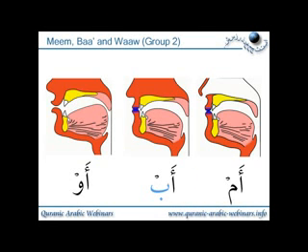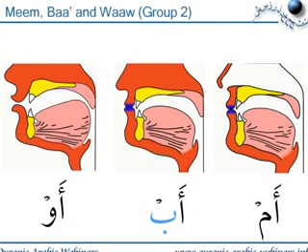So we move into the other letters that involve the lips. So we're still in group 2. So it's the mim, the ba, and the waw. So we have am, you should notice the dry portion of your lips touching together. Then we have ab. Again, this is one of the echo letters.